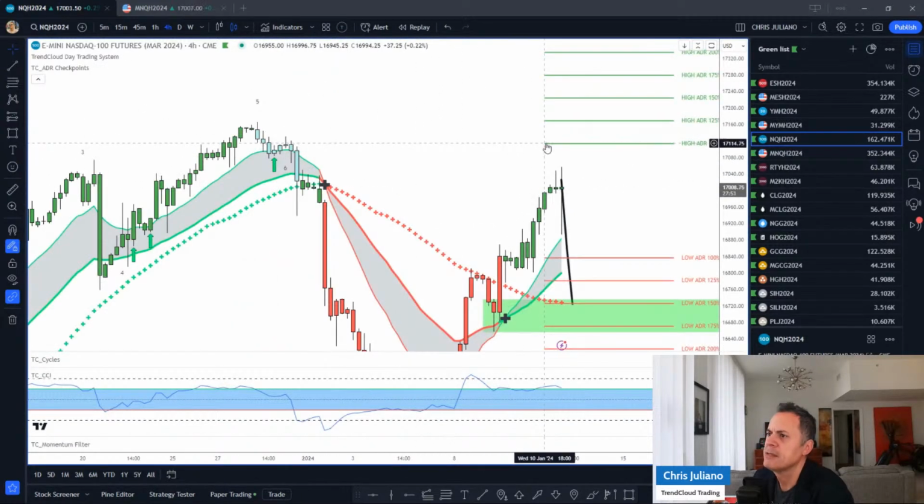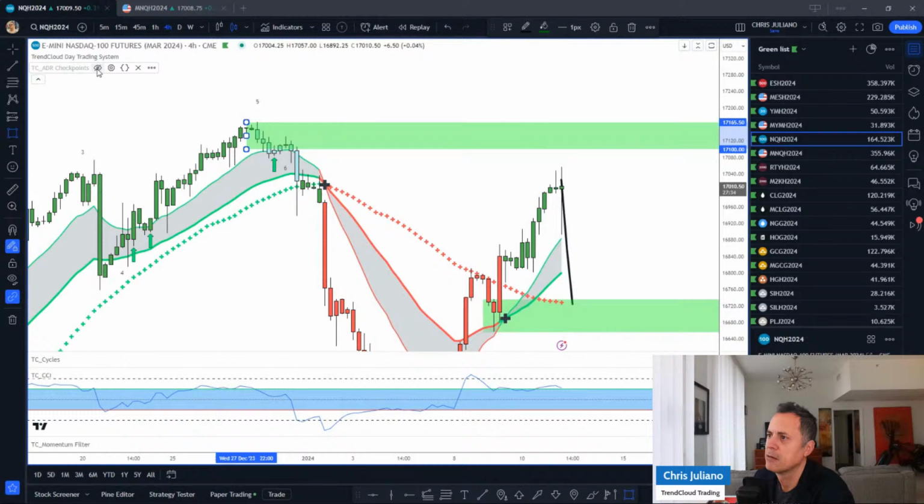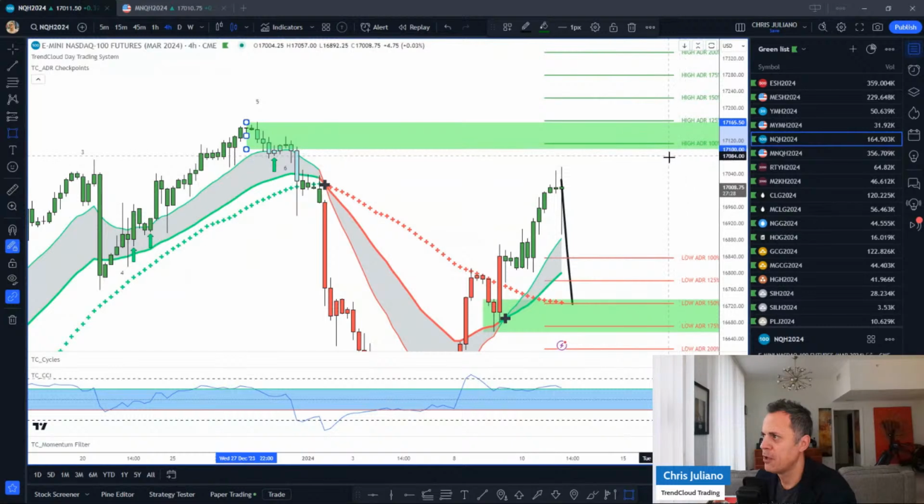Okay, here's the ADR levels, and look where we're at. Look at how these ADR levels are lining up. Okay, look at how this is lining up with this structure. If you didn't have that on your chart, you would just be looking at a market edge here. I love knowing what the average daily range is.